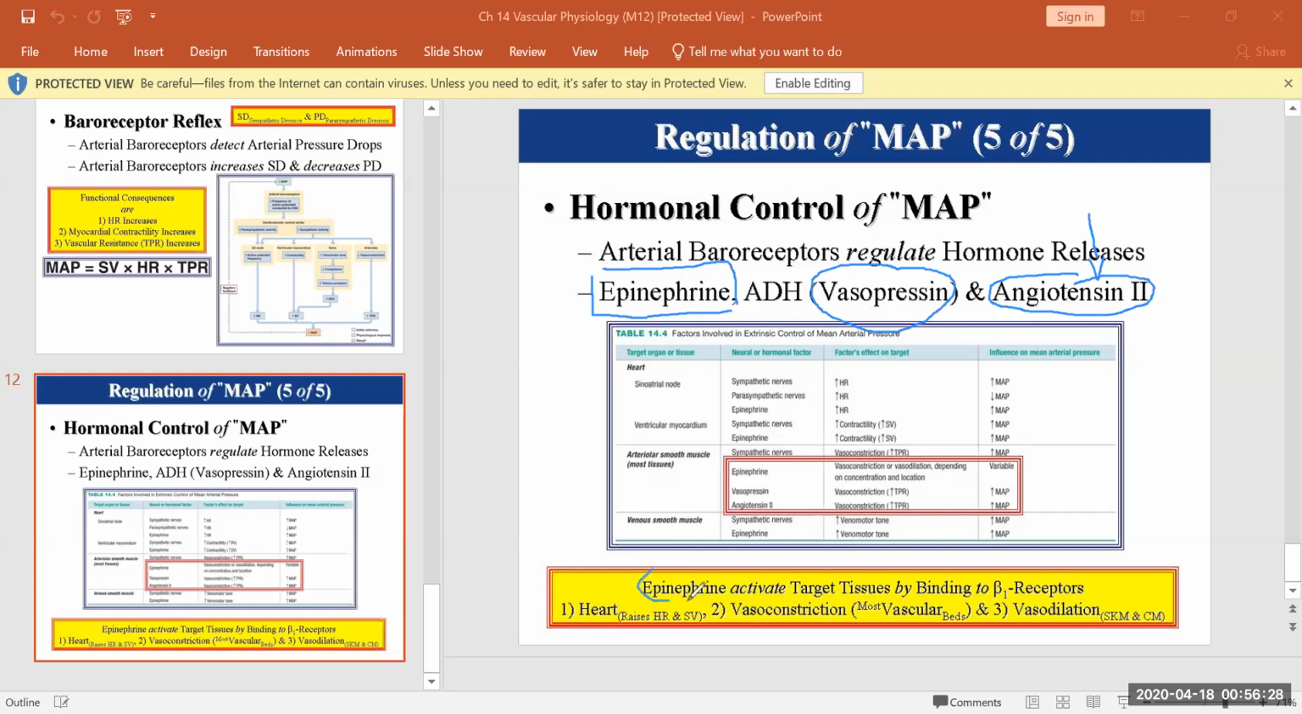Epinephrine in this case is released by the adrenal medulla. So we have the right adrenal medulla and the left adrenal medulla because we have two adrenal glands. So epinephrine is produced and released by chromaffin cells. And this epinephrine is released into the bloodstream, and it will go and affect a lot of systemic tissues. So let me start with one step at a time.